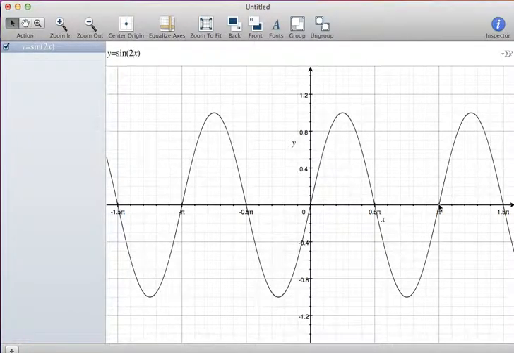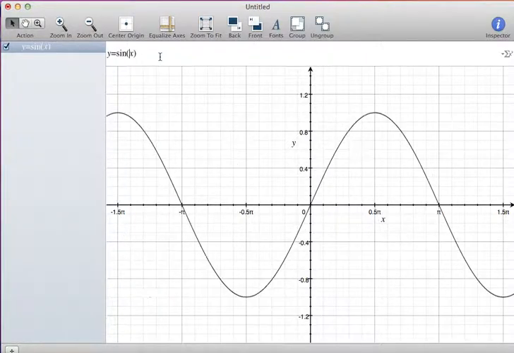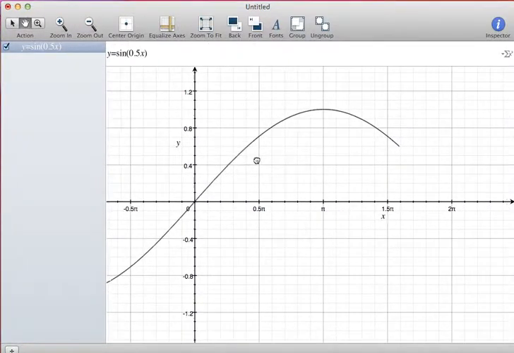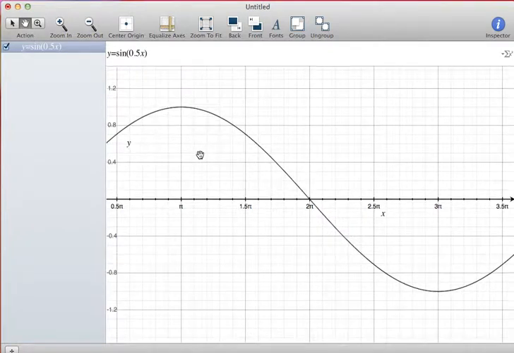Notice, by a factor of 2, the x-intercepts changed. It went from pi to pi over 2, pi divided by 2. And here's sine x, and if we multiply the argument, in this case x, by a value between 0 and 1, we get a horizontal stretching. And you can see that it'll be a stretch of a factor of 2. In this case, it's 0.5 technically, but it's going to double the horizontal periodicity.